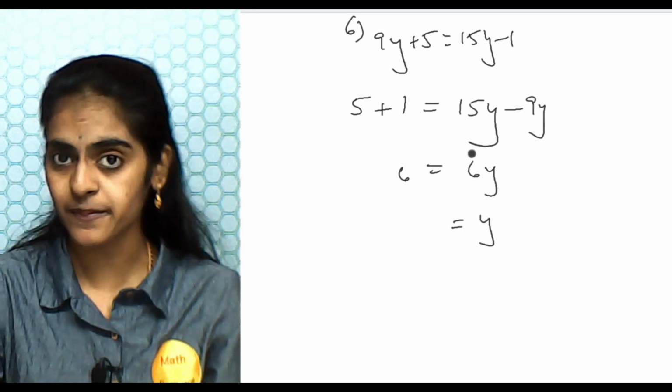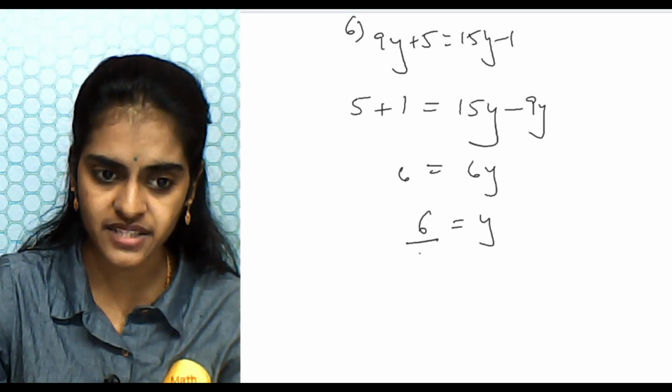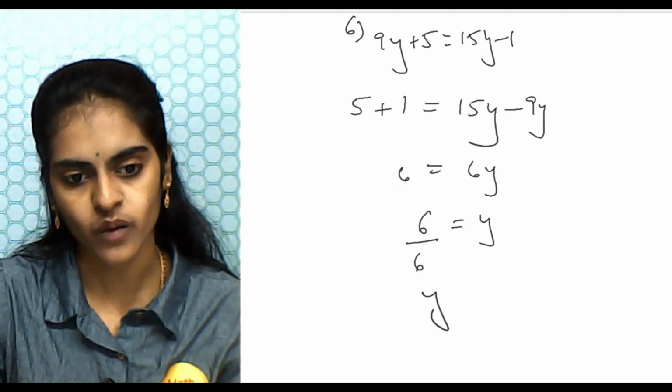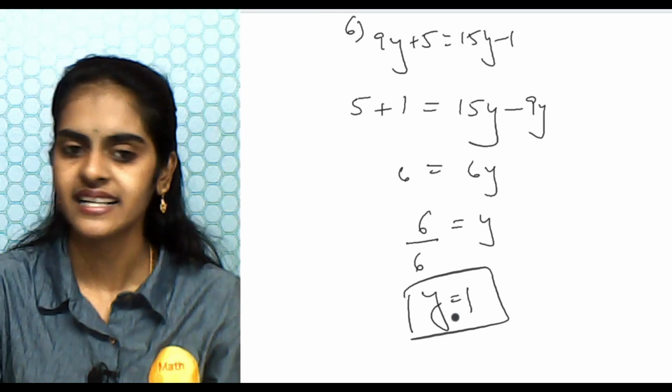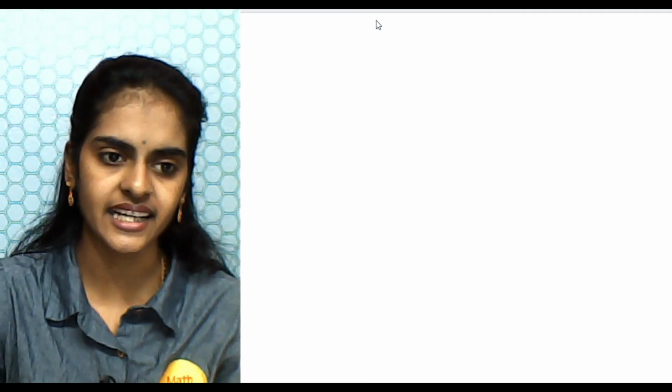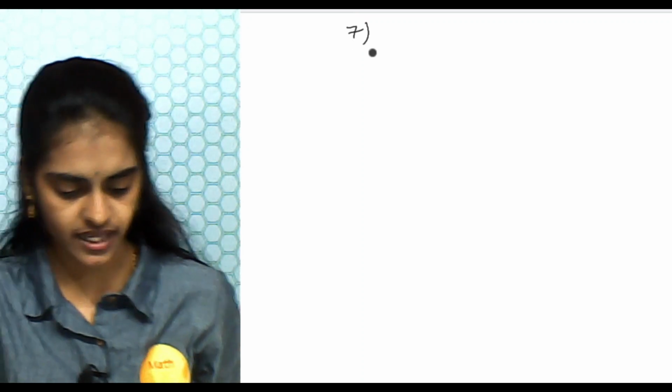The 6 is in multiplication here. Going to the other side becomes division. Okay, you have already 6 here. 6 divided by 6, so y is 1. Okay, 6 divided by 6 is nothing but 6 ones are 6, so y is 1. Clear? So let us move on to the next one now.